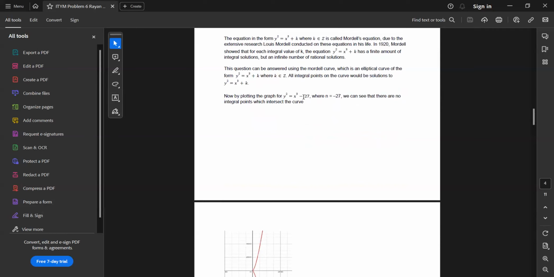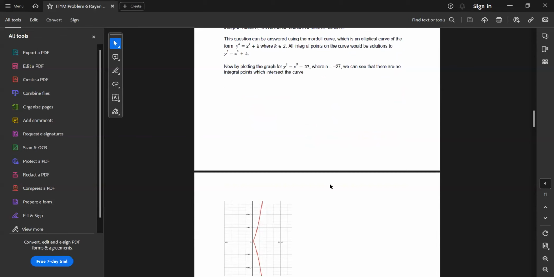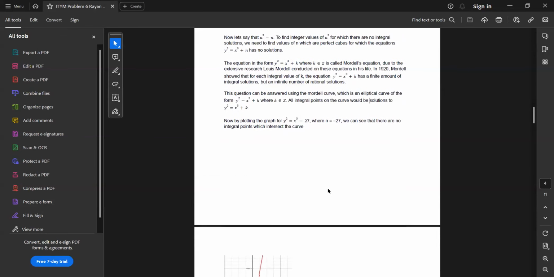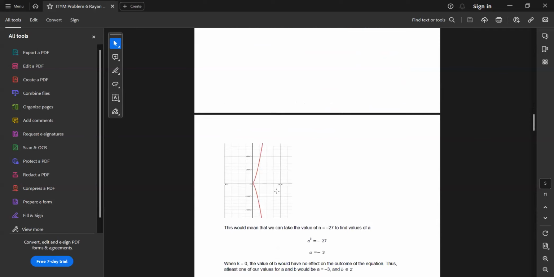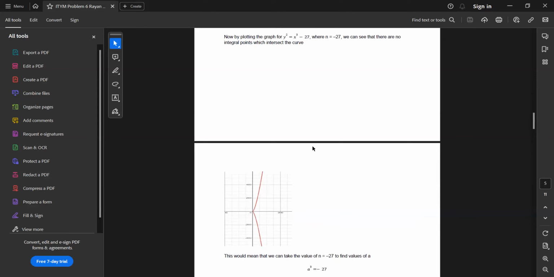Now the question can be answered using the Mordell curve. So ये basically Mordell curve क्या होता है? Mordell curve is an elliptical curve of this equation y square is equal to x cube plus k, where k can be any integer. All integral points on the curve would be solutions to y square is equal to x cube plus k. जैसे for example ये मैंने एक example graph भी दिया था, example curve भी दिया था. Basically Mordell curve इस तरह होता है, and any integer point which is lying on the curve would be an answer to our equation.